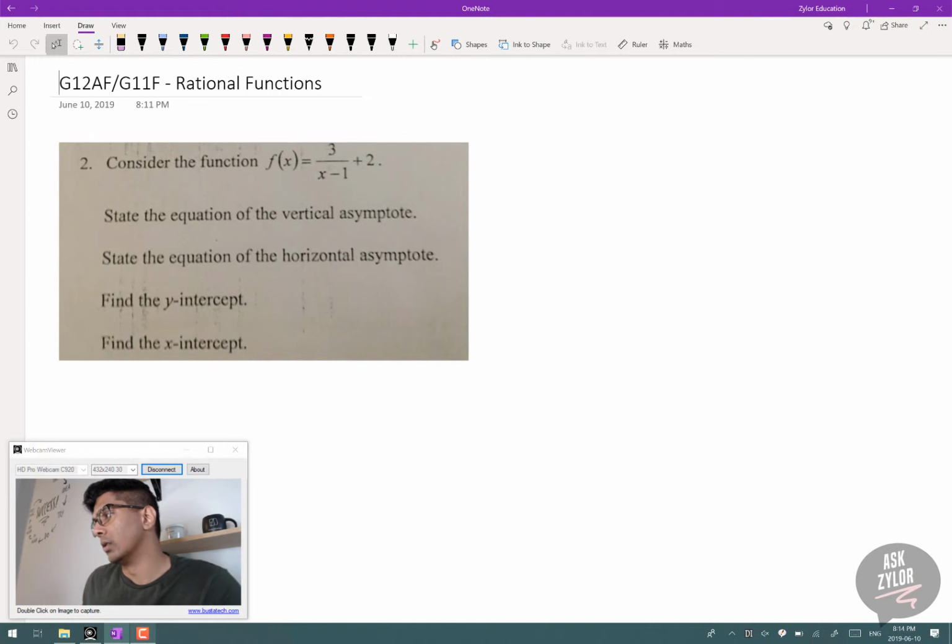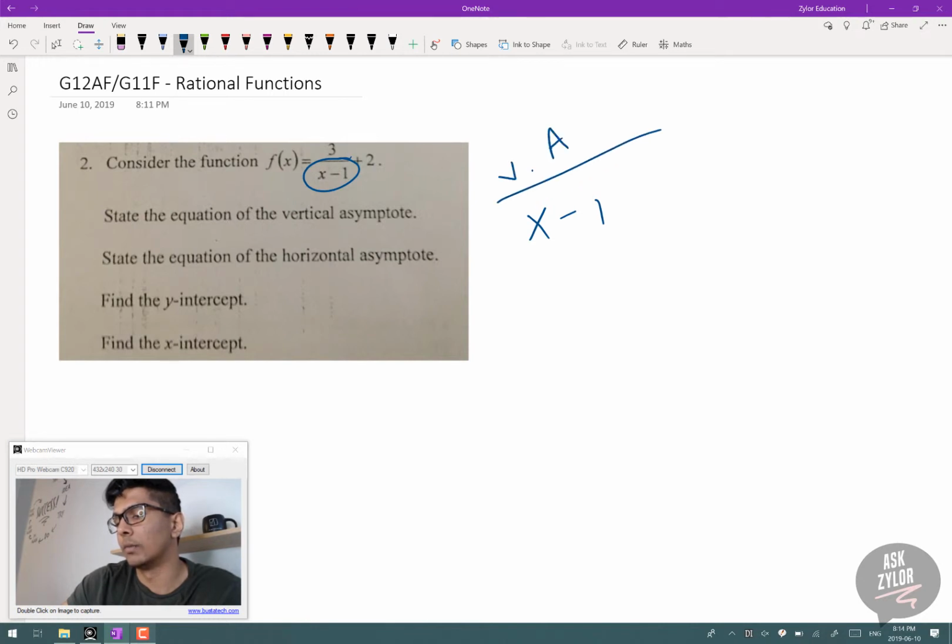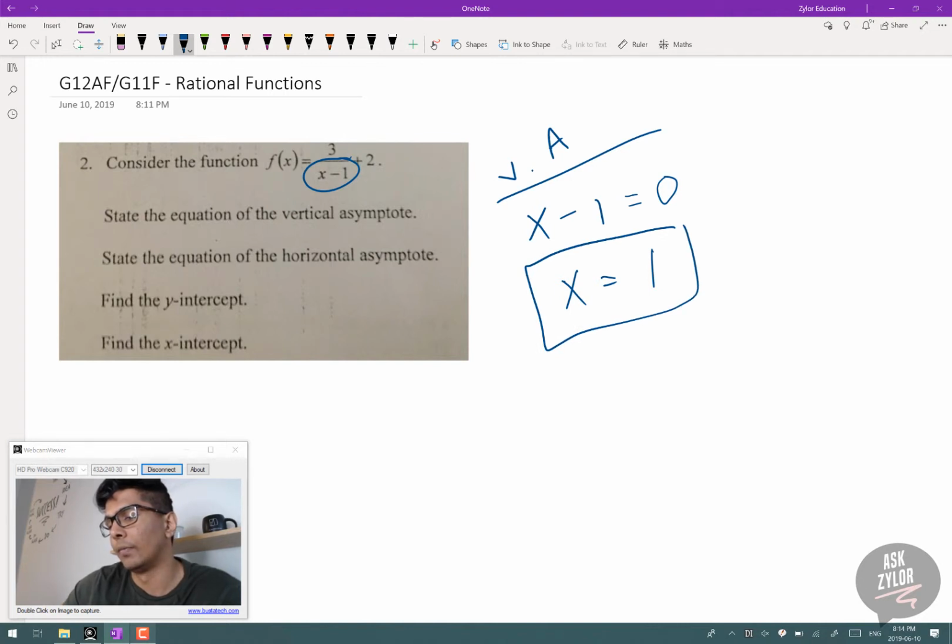Okay, so if we're asked to find the equation of the vertical asymptote, what we should be looking at is the denominator. When is my denominator equal to 0? So in this case, my denominator is x minus 1. So let's find the vertical asymptote. So x minus 1, when is that equal to 0? If I isolate for x, it would end up being 1. So if I plug 1 into the function, I should get an undefined answer because that position does not exist when x is equal to 1. Okay, that tells me I have a vertical asymptote.